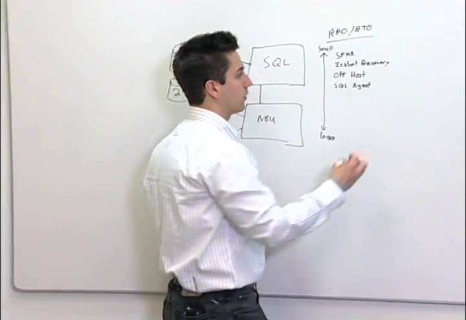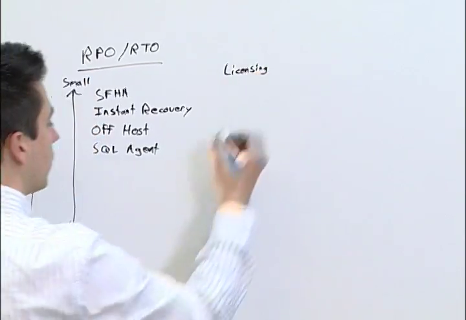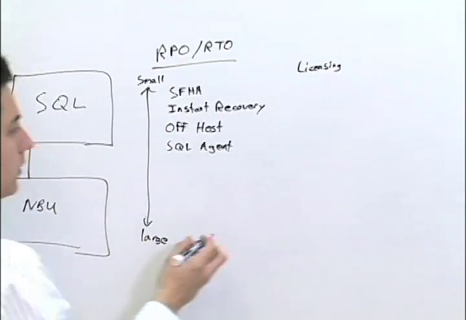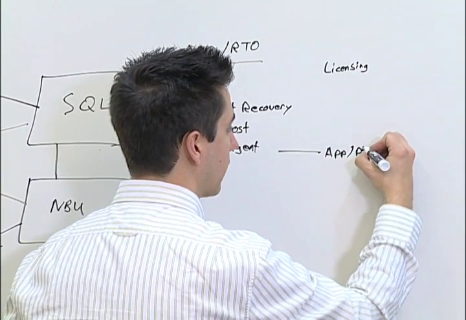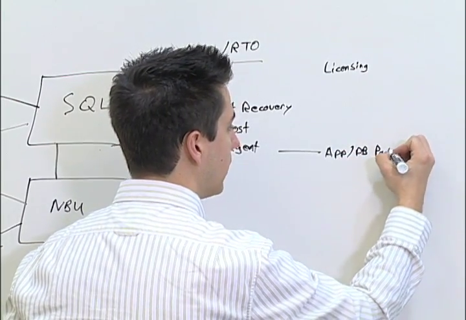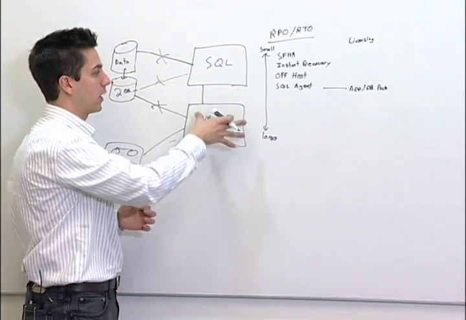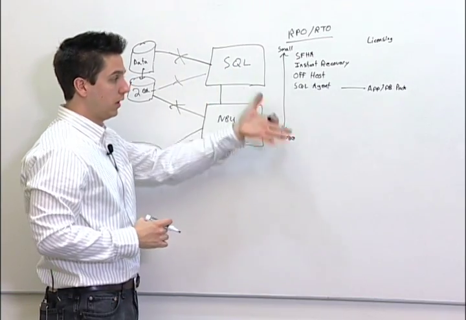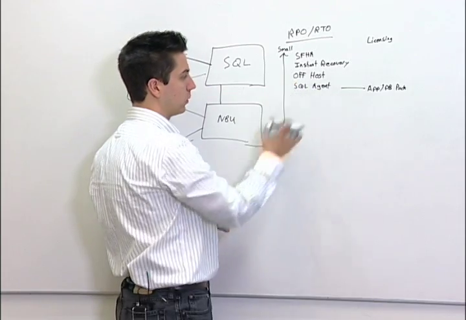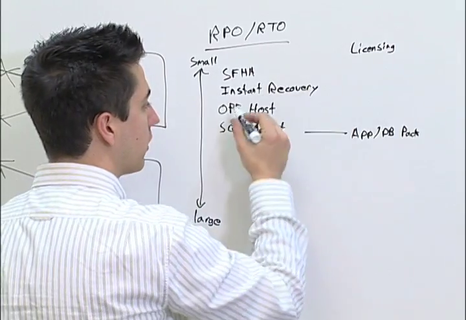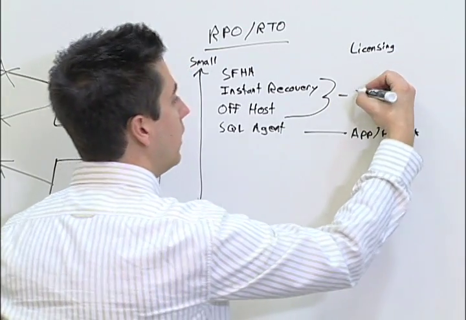When you're looking at this from a licensing perspective, they're actually grouped fairly nicely. So if you're looking at just doing the basic SQL agent, what you would want to use for that is something we call the application or database pack. The application and database pack is sold on a per server basis, and you can purchase it regardless of what application you're running. So it could be SQL, Exchange, SharePoint, or even other applications. That gets you the basic SQL agent. And then these other options here of instant recovery and off-host is something that we call the enterprise client.